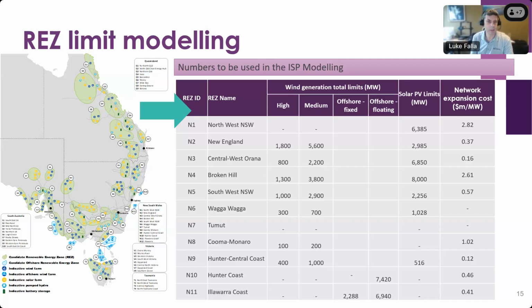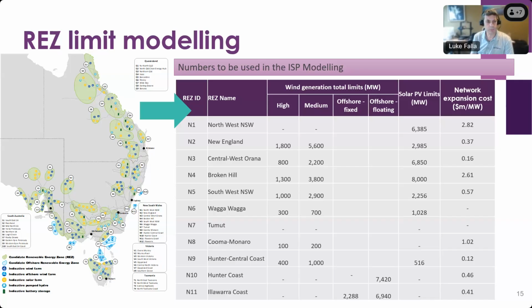but we have the cost for the generation to be built. We have all the land use limits for how much generation we can actually get within these renewable energy zones. We have some offshore ones now as well. So we look at the ocean depth to see what's floating, what's fixed.